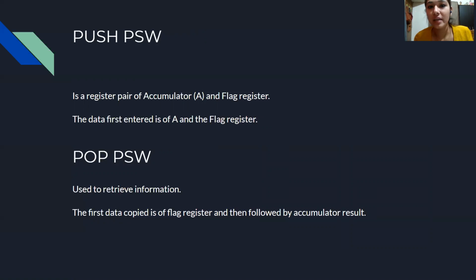The accumulator can be said to hold the more significant byte, and the flag register data will be the least significant byte. Push PSW would first push the data of the accumulator onto the stack, decrement the address, and then insert the flag register data. Now when we pop PSW, first the data to which the stack pointer is pointing is retrieved and pushed back to the flag register, and the next data is pushed back to the accumulator.